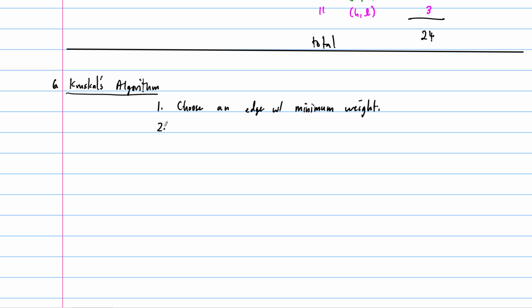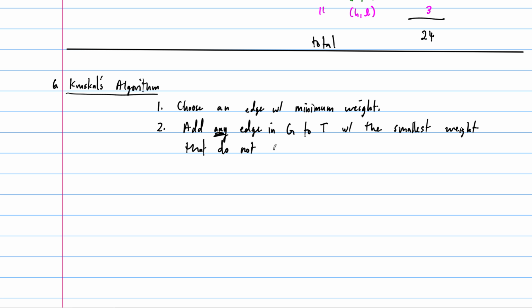And then from there, we add any edge in G. And this is the key. So add any edge. It doesn't have to be incident with the given edges. And so add any edge in G to what we'll call our tree, T, that has the smallest weight and does not form a circuit. So we just look at the edge weights and we pick the smallest ones that don't force us to close a circuit.